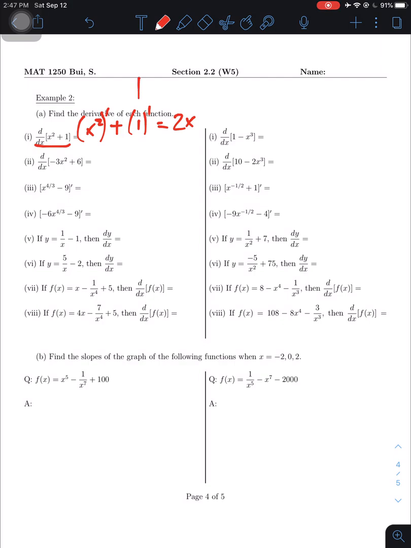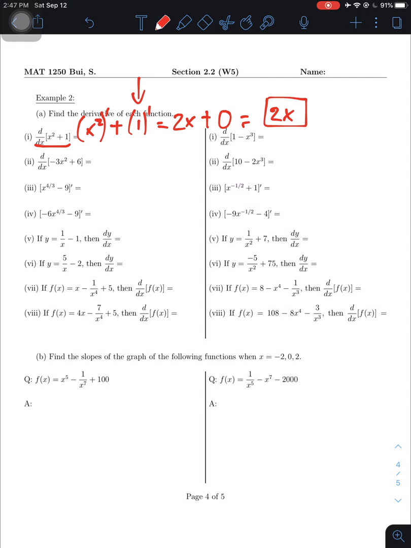For the second one, the 1 in here, because 1 is a constant, it's a number. It doesn't have any variable attached to it. So we're going to apply the constant rule, and the derivative of 1 or any number equals 0. And at the end, if you add them, you're going to get 2x, and this is it.